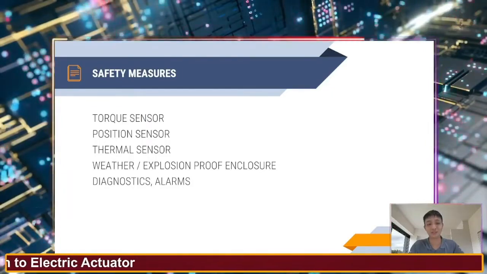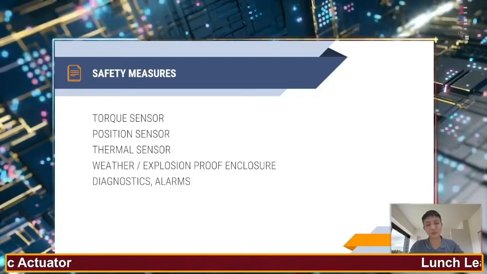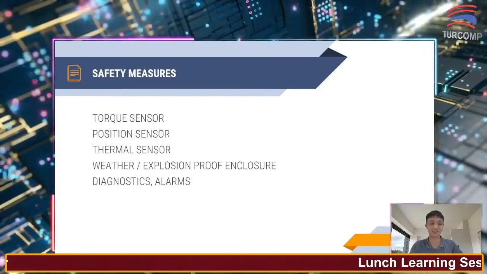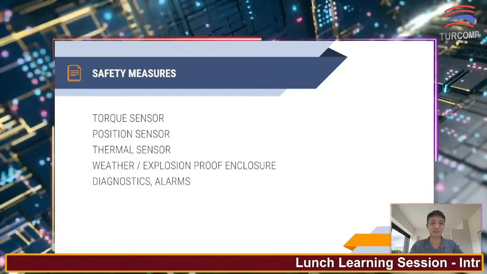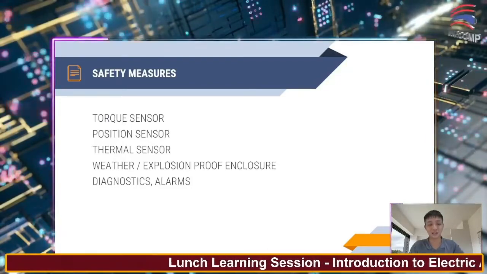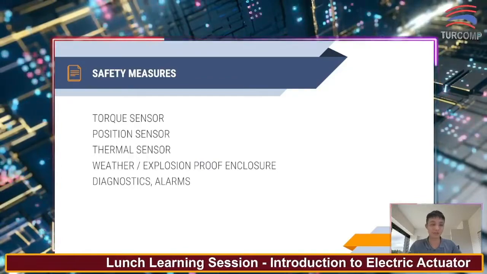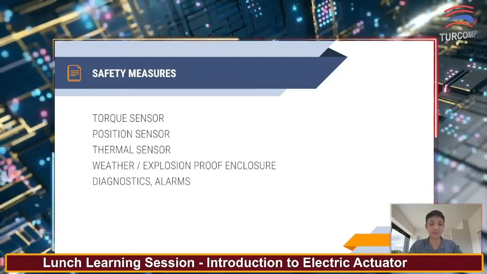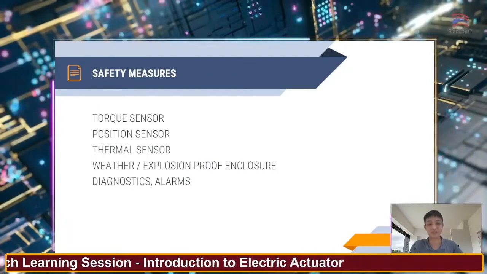The second one is the position sensor. Position sensor basically just tells you the current position. So if the position goes beyond the limit, meaning to say it might also damage the component as well.